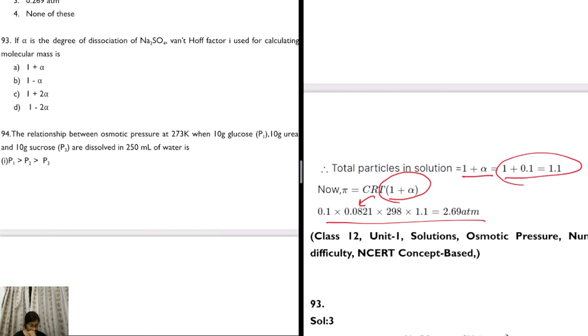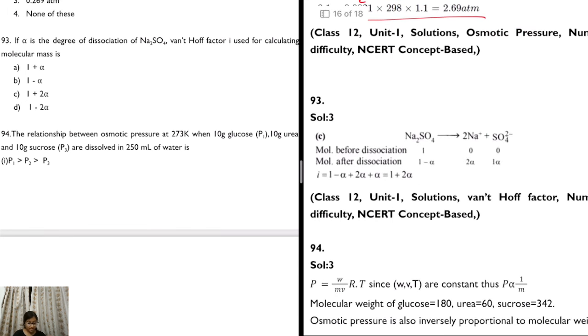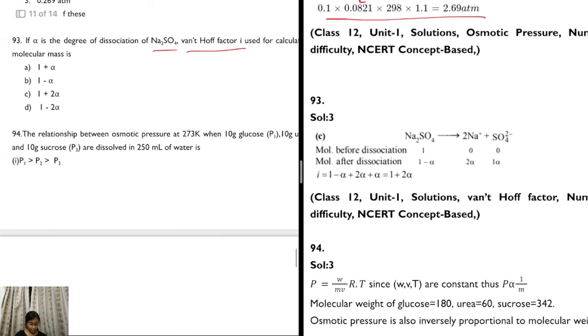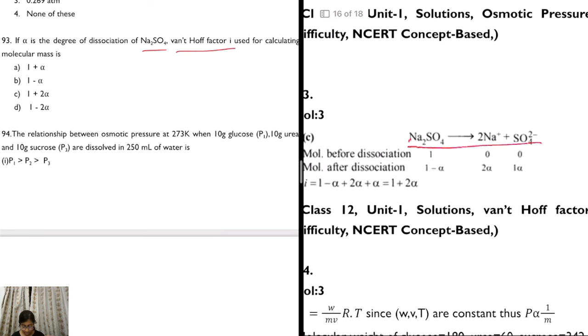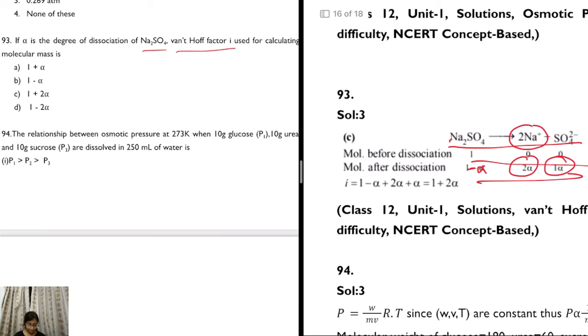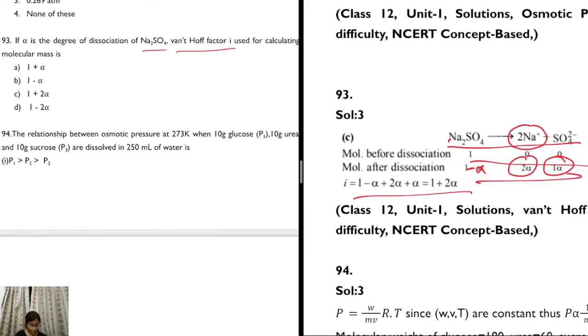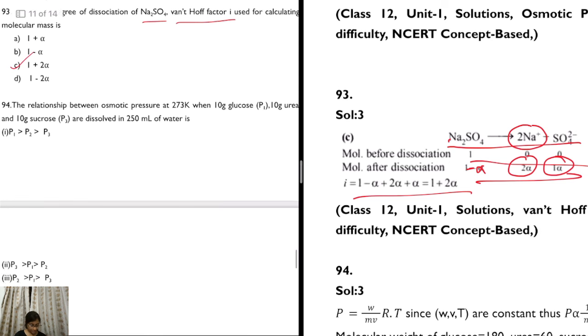In the next question, if alpha is the degree of dissociation of Na2SO4, the van't Hoff factor i used for calculating the molecular mass is C. If this is our reaction for the dissociation, and these are the moles, 1, and for product obviously it would be 0. So after some time alpha would be subtracted from here, and these would be 2 alpha because 2 Na positive are there, and this would be 1 alpha. So we'll just add these. We'll get the total i. Okay, that would be 1 plus 2 alpha. Now let's see the next question.